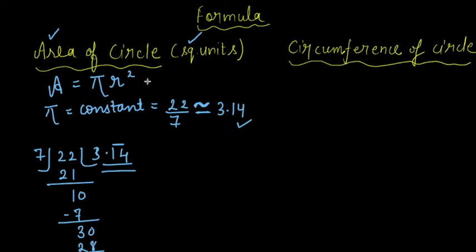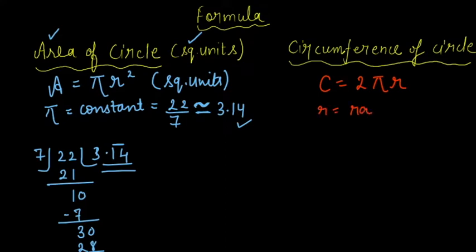So this is defined as the area of circle, which is pi r square and is always measured in square units. Next we have the circumference of the circle, which is 2 pi r. Again, pi is a constant here, r is the radius. R is the radius of the circle, and pi is again a constant whose value remains the same as we have written, 22 by 7.